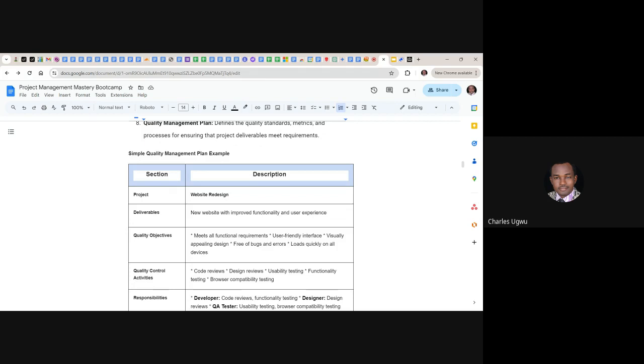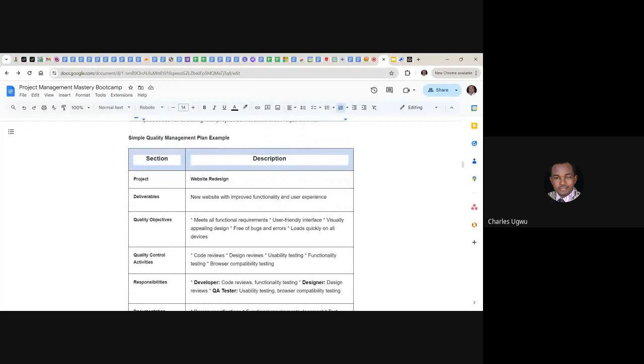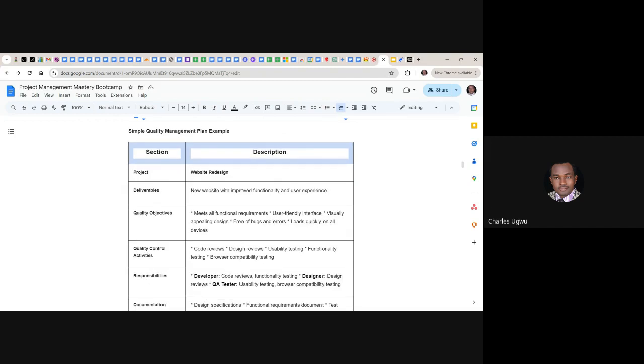So let's look at these documents here, how we can use it to assess quality of a project. In this project here, you can see under the section in this document, you must capture the project name. So the project here is website redesign. And deliverables here, you see you've captured the deliverable: new websites with improved functionality and user experience. So this is the deliverable.